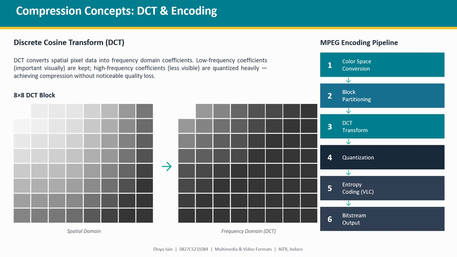Let's look at how MPEG actually compresses video. The core tool is the discrete cosine transform, or DCT. An image is divided into 8 times 8 pixel blocks. DCT converts each block from the spatial domain into the frequency domain. Low-frequency coefficients represent broad visual content our eyes are sensitive to. High-frequency coefficients, fine detail we barely notice, are quantized heavily and discarded. The full encoding pipeline goes: color space conversion, block partitioning, DCT quantization, entropy coding, bitstream output.